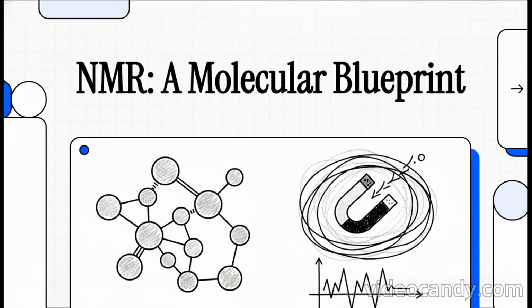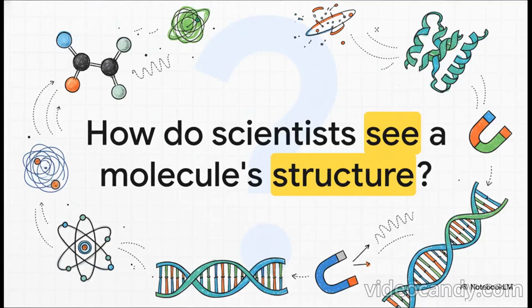We're going to talk about one of the coolest tools in a chemist's toolkit: nuclear magnetic resonance, or NMR. Think of it as a way to create an incredibly detailed blueprint of a molecule, to see its hidden architecture. So, how on earth do you do that? I mean, really think about that for a second. How do you see something that's literally a million times smaller than a grain of sand? You can't just pop it under a microscope. We're talking about a scale that's just mind-bogglingly small.